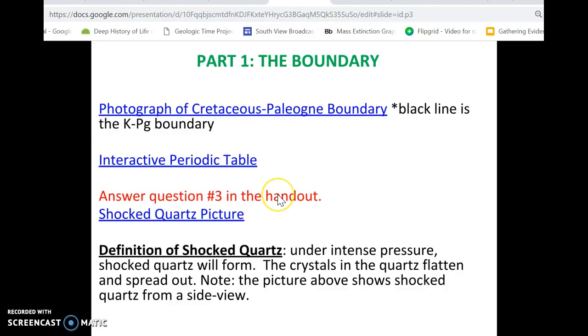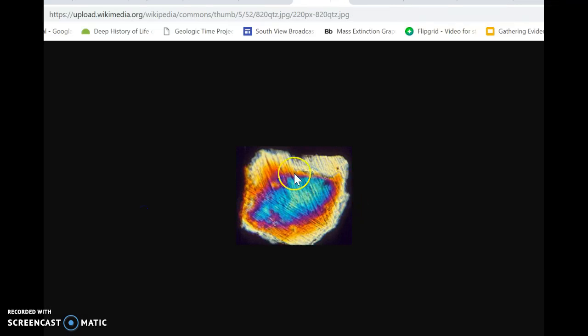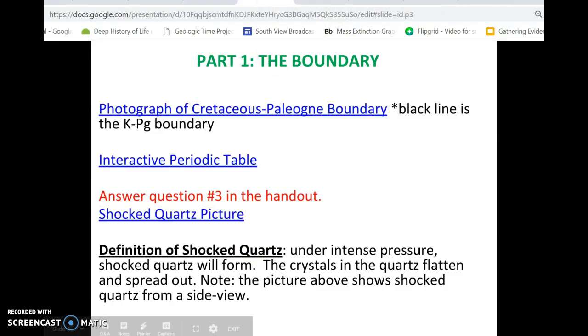Okay, now let's move on to the next part. So now it says shocked quartz picture. So now we're going to observe the shocked quartz picture. That's what number 4 says to do on packet page 20. So if I click on this, this beautiful structure is called shocked quartz. So first you're just supposed to look at it. So pretty. And then if you go back to this, here's our definition. It says under intense pressure, shocked quartz will form. The crystals in the quartz flatten and spread out. The picture above shows shocked quartz from a side view.